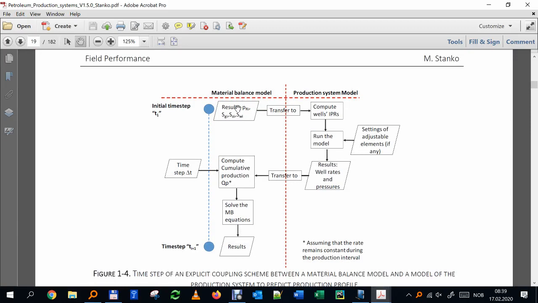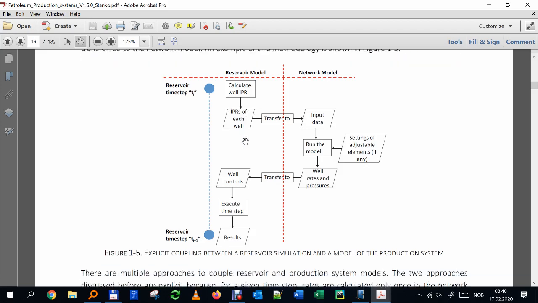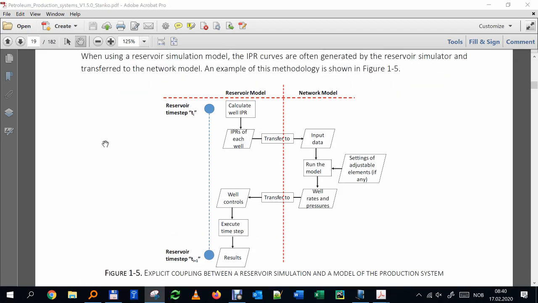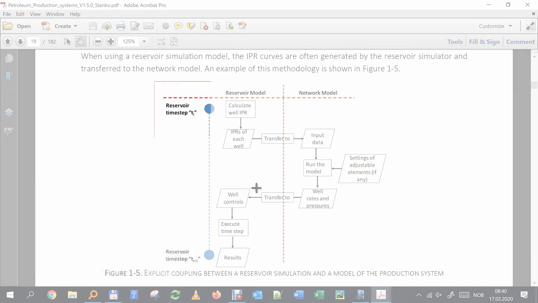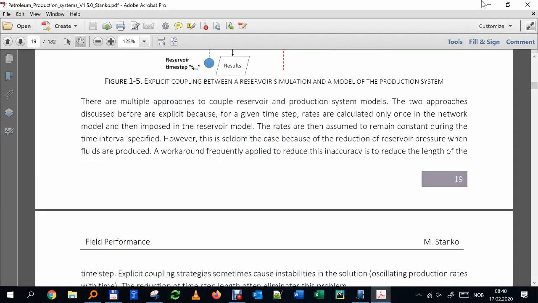Okay, I call it material balance because that's really what you use: the saturations, pressures, then you compute the well IPR, run the model, you find the results, you transfer, then you see how much I produced, and then you solve again the equation. Okay. If it's a reservoir simulator, it's slightly different. Okay, in this case, the reservoir simulator is computing the IPRs. Yeah, let me copy this. So on page 19.